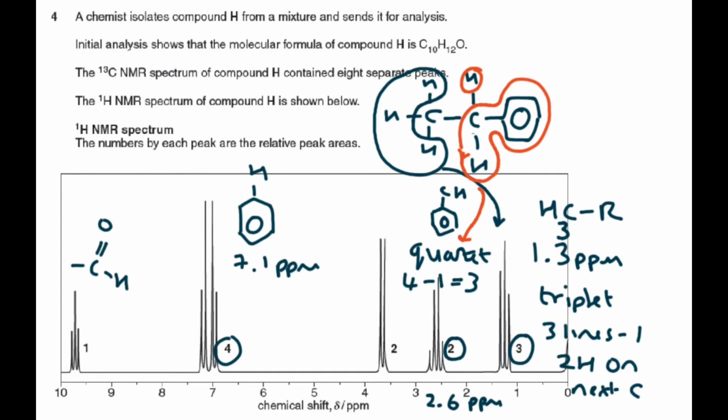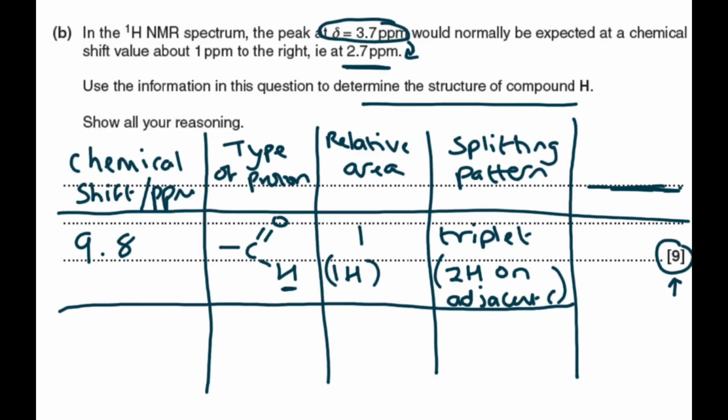So that's a 2.6 ppm. We've got this one here at 3.7 ppm. This is the one where we had a little message. It said the peak at 3.7 should normally appear at 2.7. So when you're looking at your data sheet, you're looking for something at 2.7. So let's just find my data sheet.